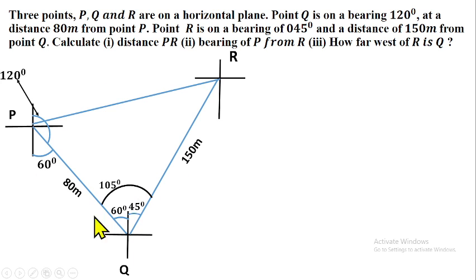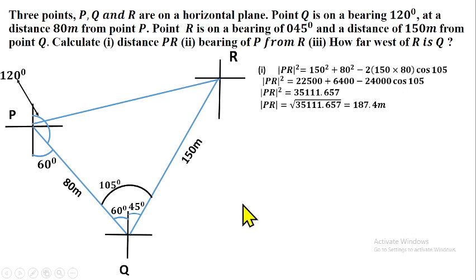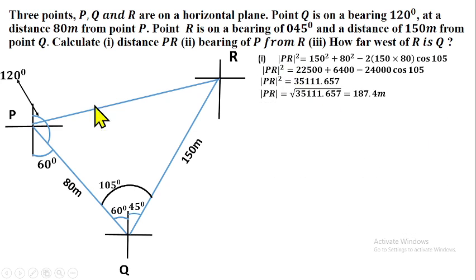So that made this a non-right-angle triangle, which means you can use the cosine rule to find this side. So if you apply the cosine rule, we have side PR squared equals 150 squared plus 80 squared minus 2 into 150 times 80 cos 105.